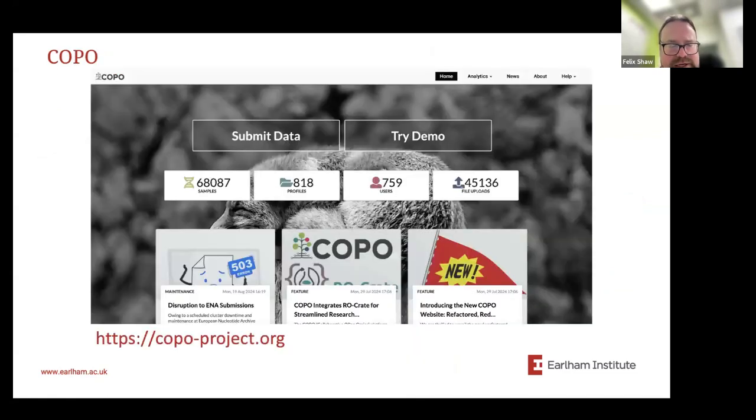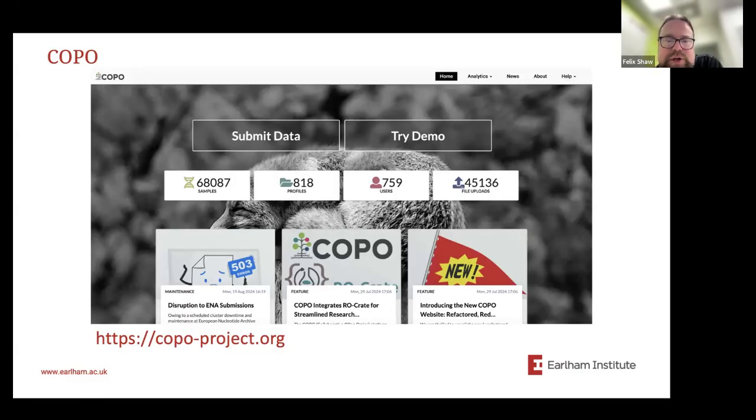Okay, so in practice, what does that look like? Our URL is https://copo-project.org. And if you go there, this is what you're confronted with. You can either choose to submit data, so this is the live service, or try the demo, and it's exactly the same as the live service, except that everything goes to demo versions of the repositories.